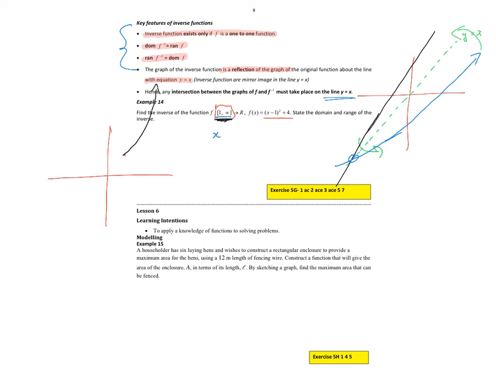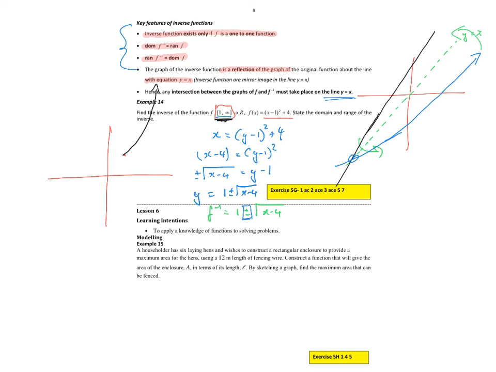Let's write x is equal to (y minus 1) all squared plus 4. So I've swapped x and y. Take 4 across. (y minus 1) all squared. Take a square root sign. I get plus or minus (y minus 1). So y is equal to 1 plus or minus the square root of x minus 4. So that means the inverse function is 1 plus or minus the square root of x minus 4. Before we sketch our graph, we've got to make a decision about this plus or minus.